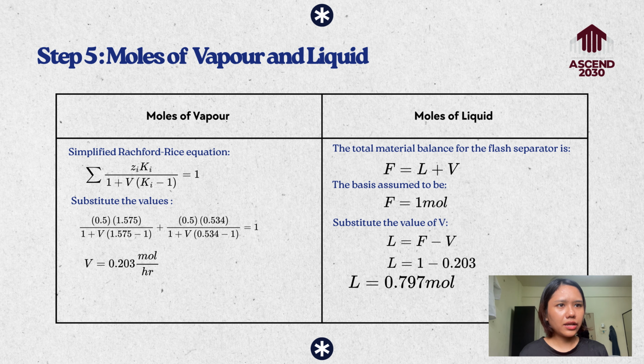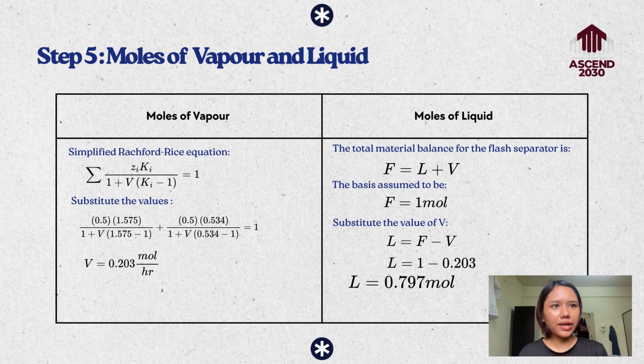This means that about 20.3% of the feed mixture vaporized during the flash distillation process. This occurs because pentane is more volatile than hexane, and therefore it tends to enter the vapor phase more easily. And then we calculated the amount of liquid remaining after the separation.